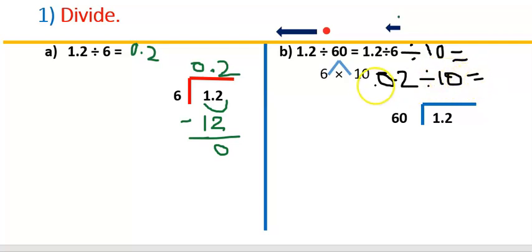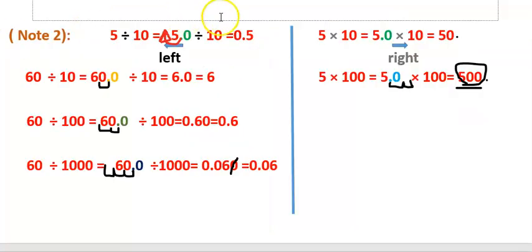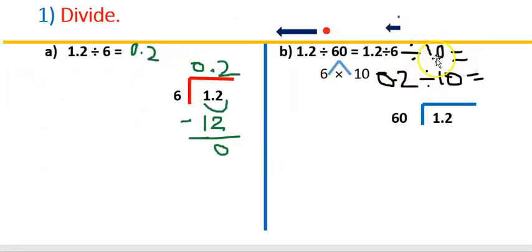So 0.2 divided by 10. I know the note says when I divide by 10, I move the decimal point to the left. So I move the decimal point to the left 1 place, because 10 has 1 zero. So the answer will be 0.02.